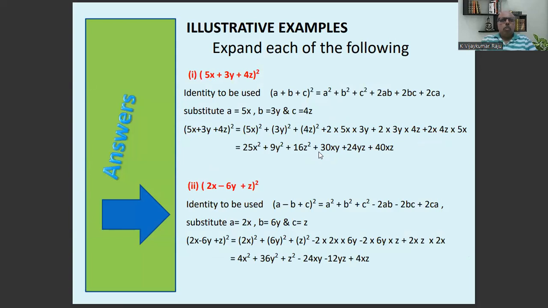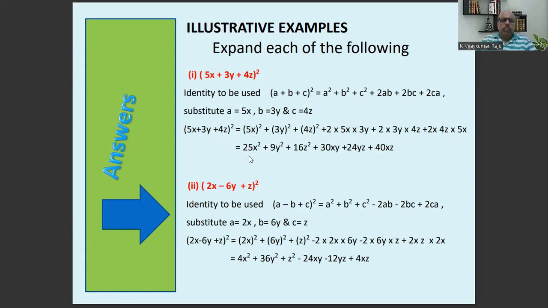That is based. So 5x plus 3y plus 4z whole square. Identity, what is it? A plus B plus C whole square is A square plus B square plus C square plus 2AB, 2BC, 2CA. So A is 5x, B is 3y, C is 4z. So let us put it in this identity. So it will be (5x) square plus (3y) square plus (4z) square, plus 2 into 5x into 3y plus 2 into 3y into 4z plus 2 into 4z into 5x.